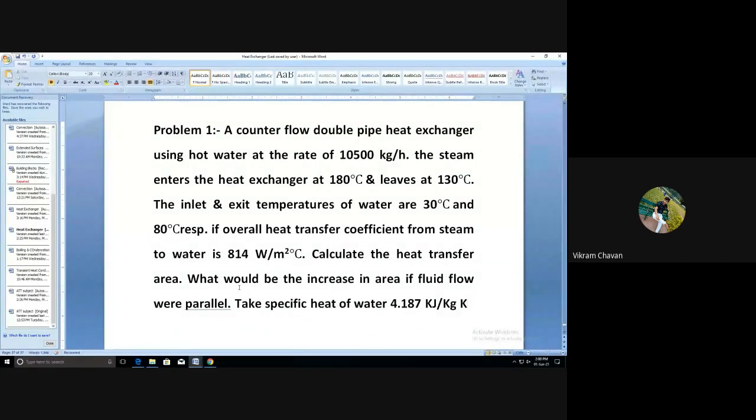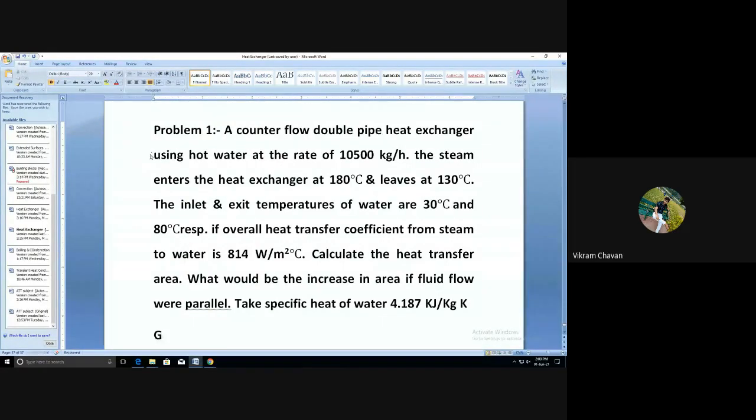Now the overall heat transfer coefficient is already provided, and we need to calculate the heat transfer area. And what will be the increased area if fluid flow were parallel? Now we have to consider the same conditions for the temperatures, and if you consider the parallel flow, what will be the area required to transfer that amount of heat in case of a parallel flow.